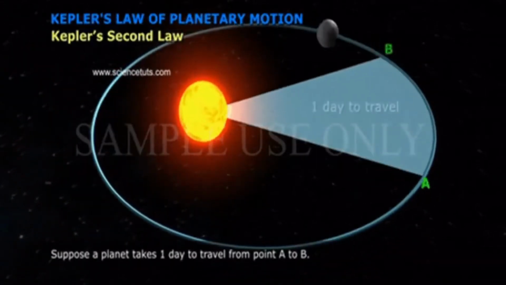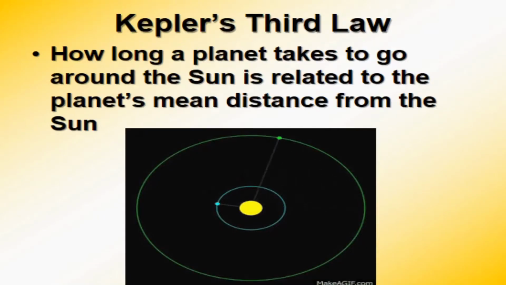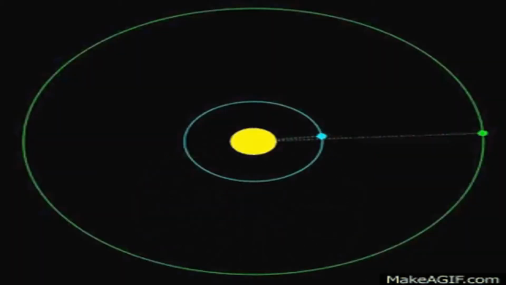Now, according to Kepler's third law, how long a planet takes to go around the sun is related to the planet's mean distance from the sun. Now, everybody, I want you to take a look at this animated illustration. The yellow dot represents the sun, which is at the center of the universe. The blue dot represents planet Earth, while the green dot represents the red planet Mars.